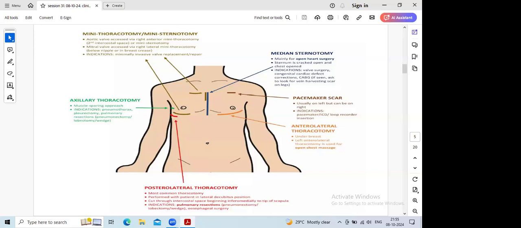So in this case, what was the scar meant for? Left thoracotomy scar. Yeah, it was for repair of coarctation of aorta. Coarctation of aorta, yeah. Okay.